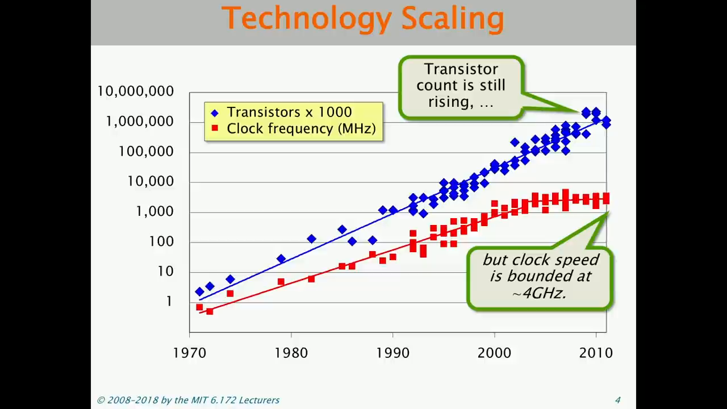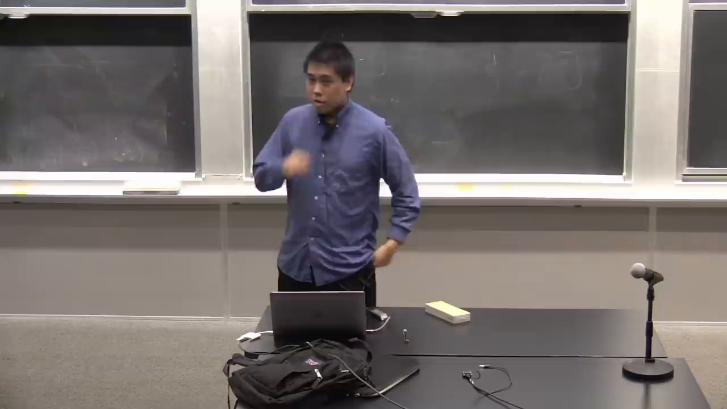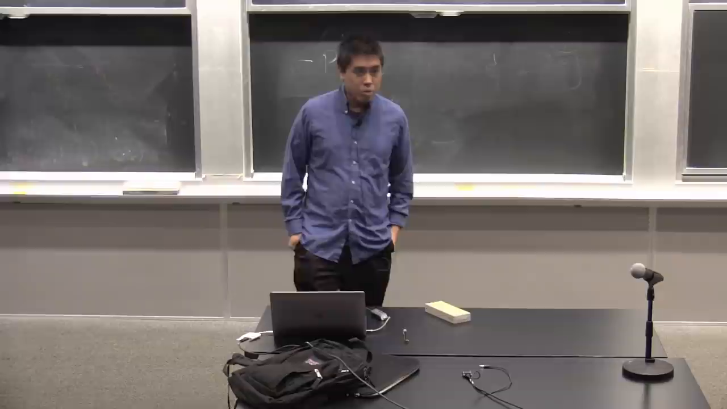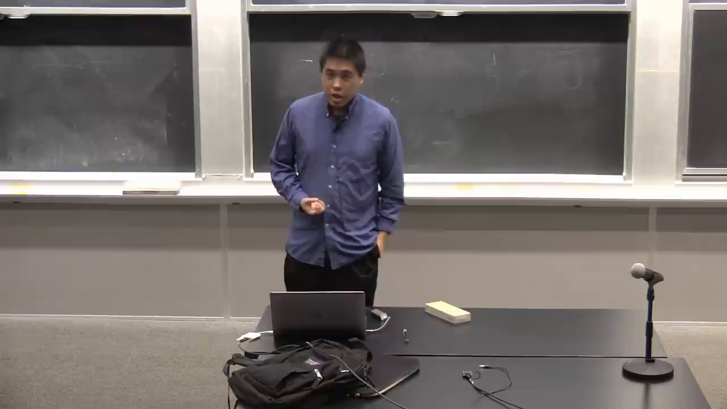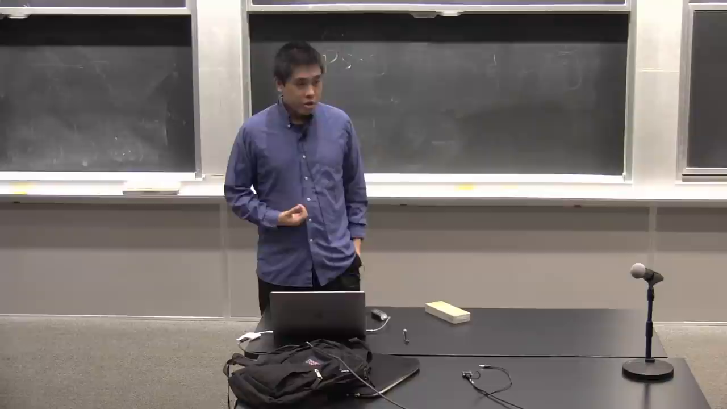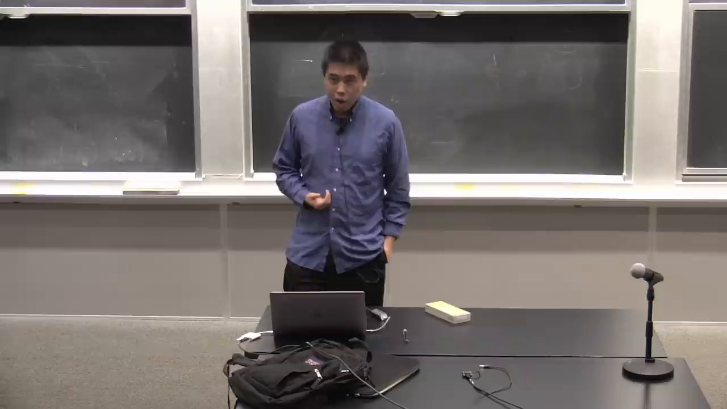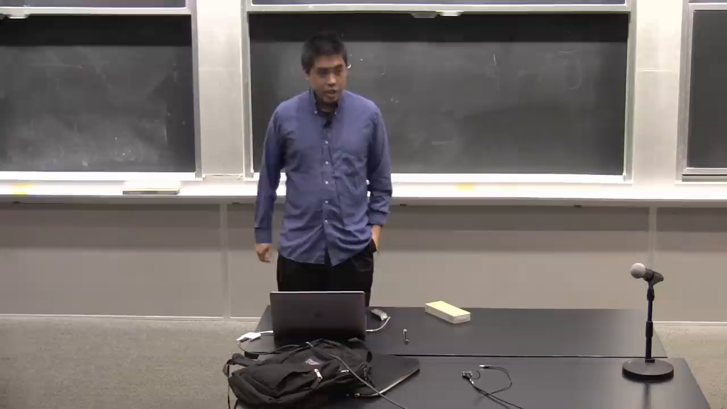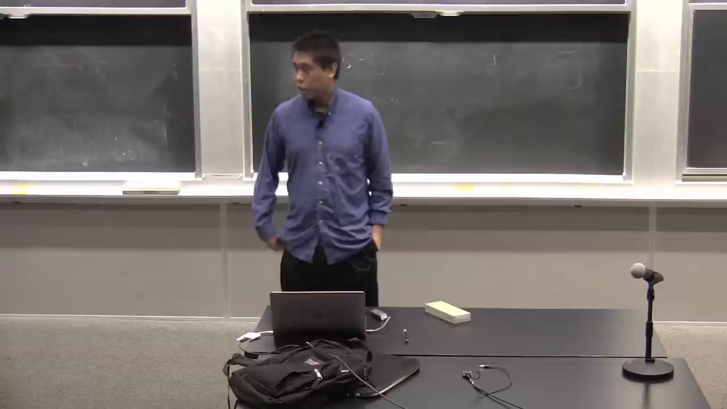So what happened at around 2004 to 2005? Does anyone know? Moore's law basically says that we can fit more transistors on a chip because the transistors become smaller. And when the transistors become smaller, you can reduce the voltage that's needed to operate the transistors. As a result, you could increase the clock frequency while maintaining the same power density. That's what manufacturers did until about 2004 to 2005. They just kept increasing the clock frequency to take advantage of Moore's law.